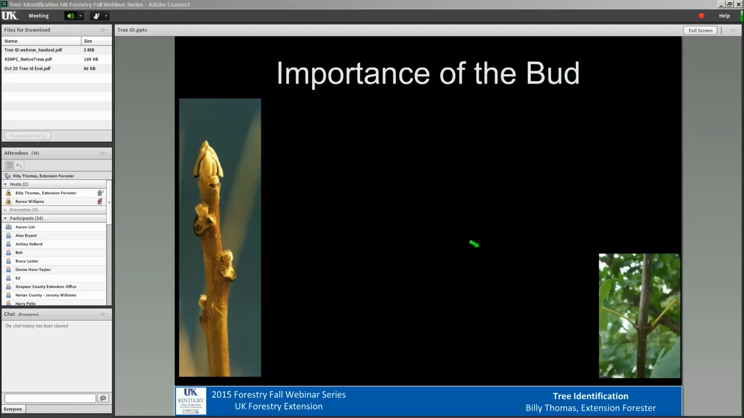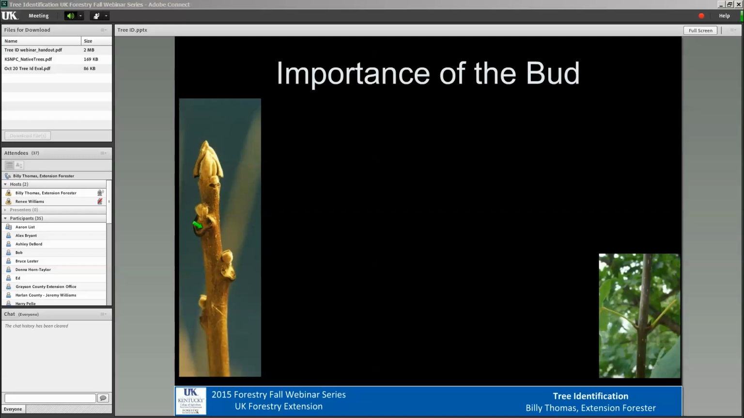So that brings us to the importance of the bud, and again, these are the buds we're talking about here. These are the lateral buds that we use primarily to distinguish it, and hopefully you can tell right now that this little twig right here has alternate branching. So we tell it's alternate by looking at here and here.